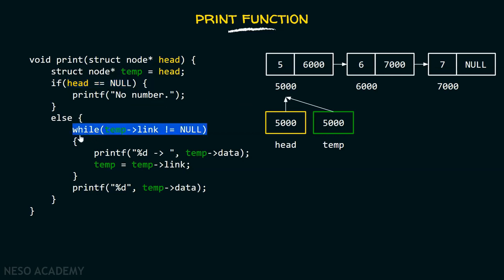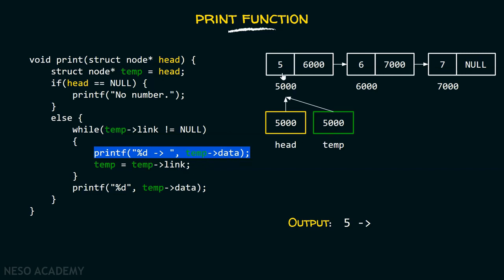Here we'll go to this else part, and in this else part you can see we have this while loop, and here I'm checking this condition: is temp link equal to null? You can see that temp link is not null, so we'll continue and we'll simply print this message on the screen. That is %d and then this arrow. Let me tell you, this %d will get replaced by temp data at the time of execution, right? Obviously this is the placeholder for temp data.